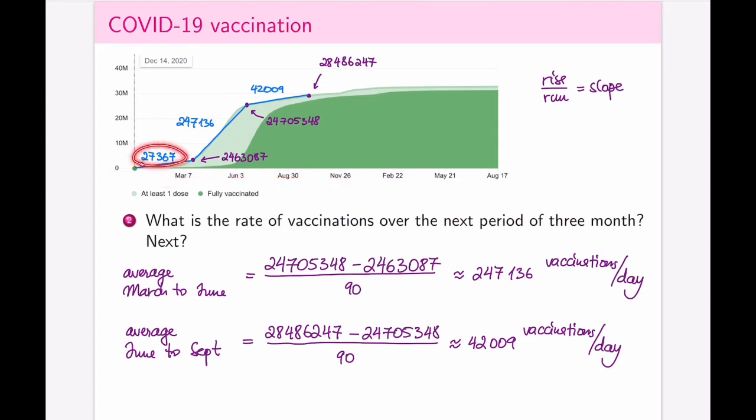I start off with a fairly shallow slope, and then the vaccination rates pick up greatly. This number is almost 10 times more than the first one, so the slope is much steeper than the first one. And then vaccines again level off, but not actually to the same amount as in the first 3 months. So the key point here is that the average always represents the actual slope of what we call a secant line, just a line that connects the 2 points.